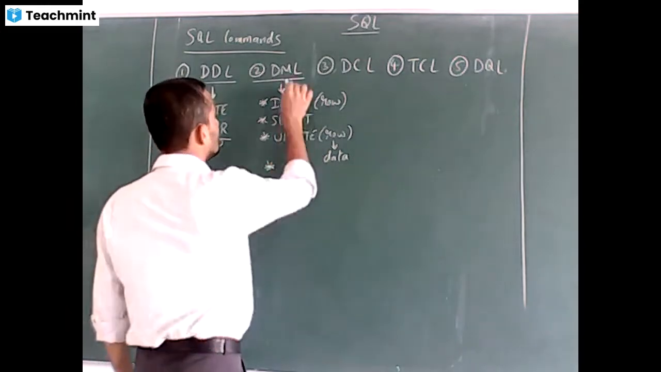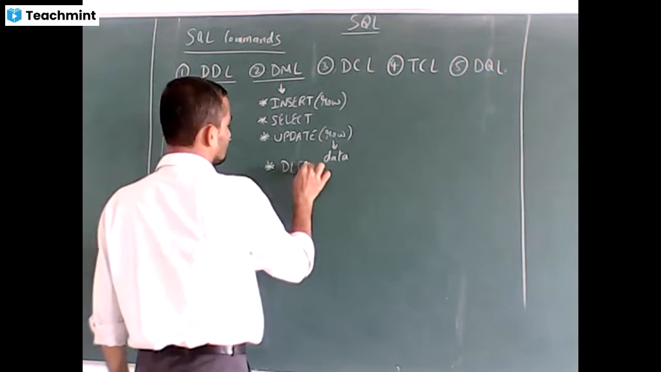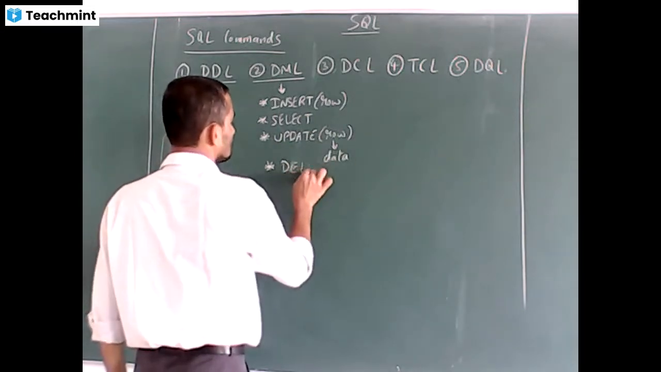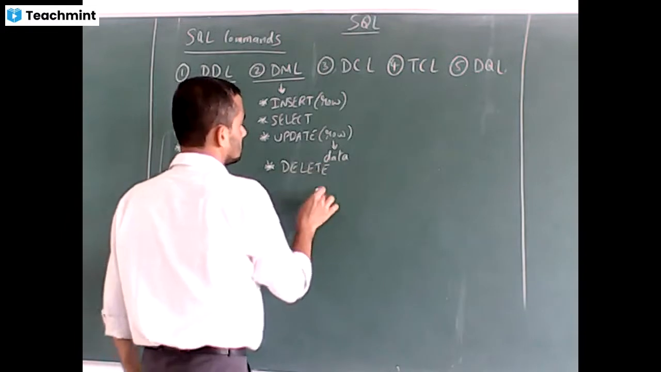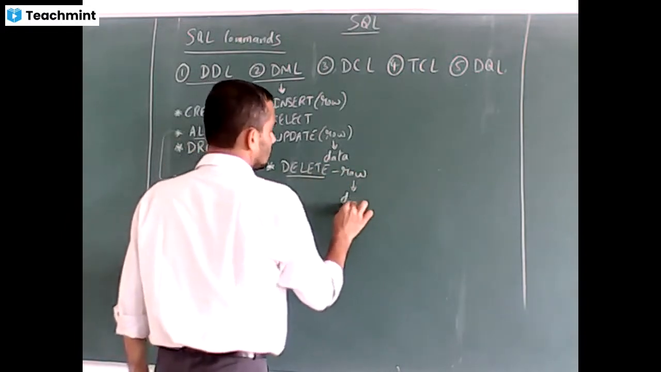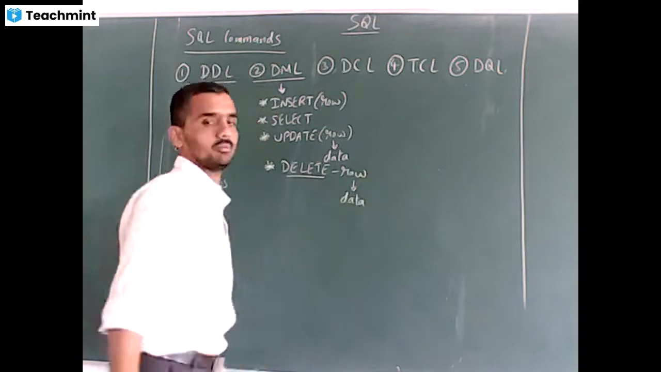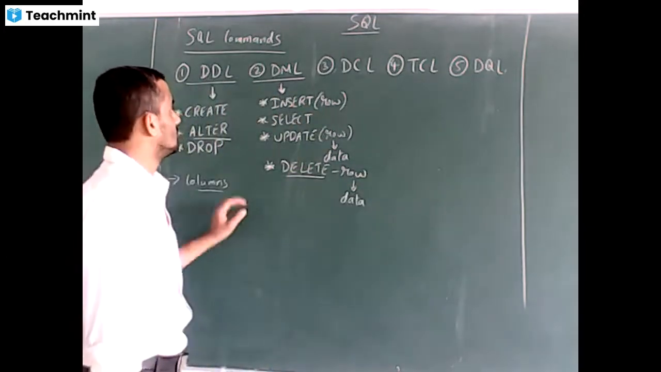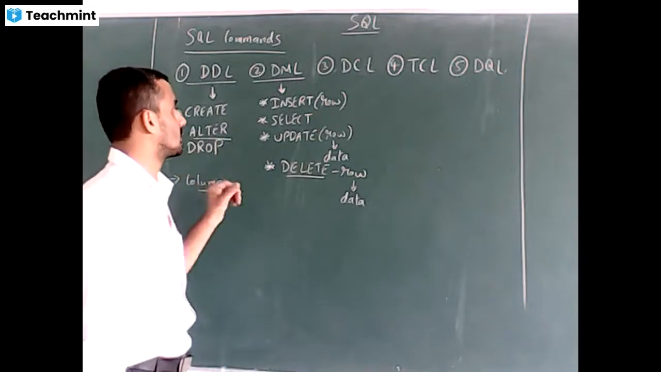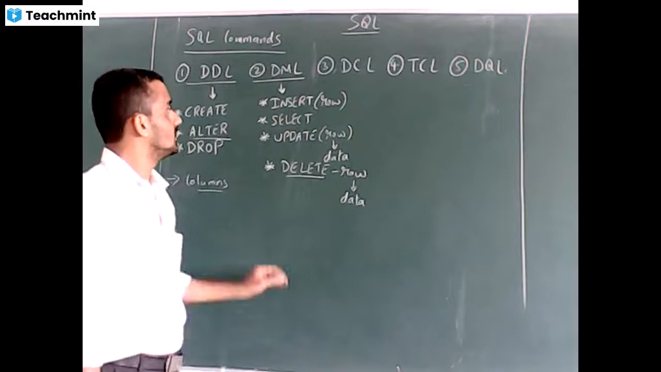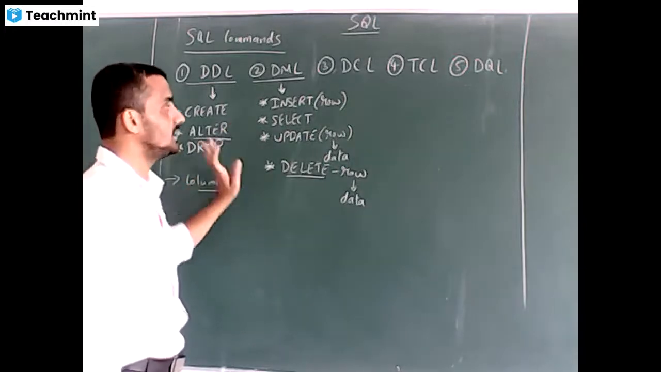Next DML command is delete. Delete command is used to delete the row. When you delete the row, you are deleting the data. In DBMS, whenever you refer to the row, it is nothing but the data. So these are the commands of DDL and DML. DCL, TCL, and DQL we will discuss later. First, we will go through these commands in detail.